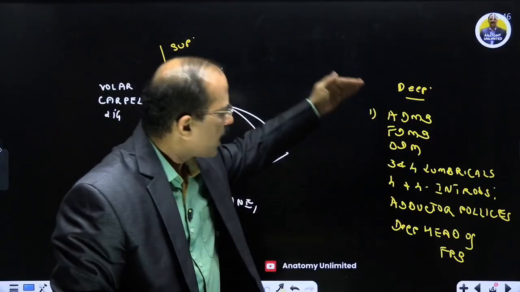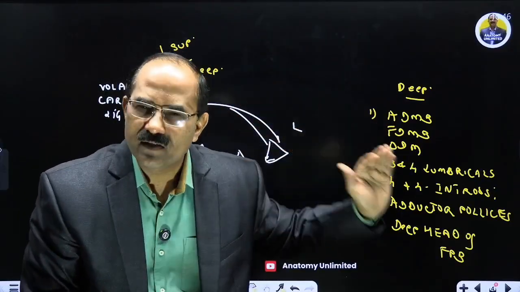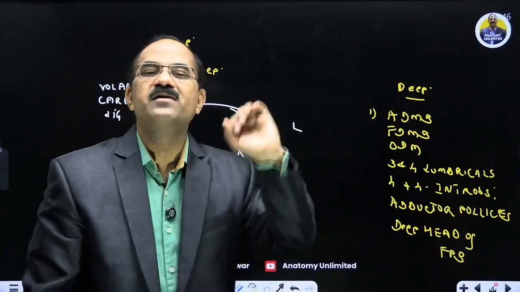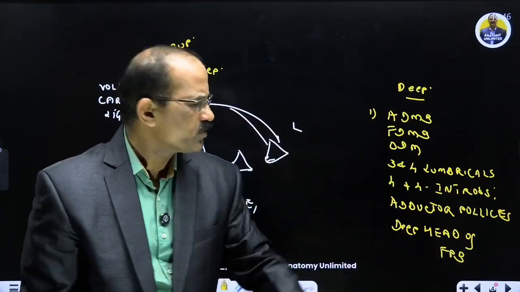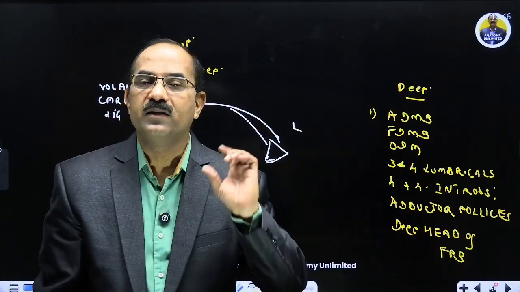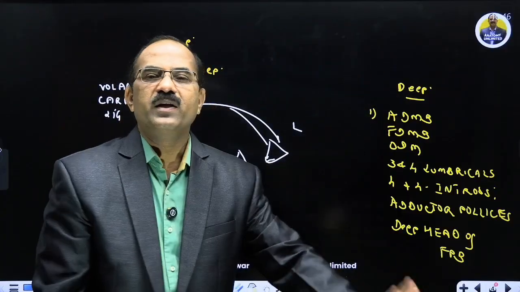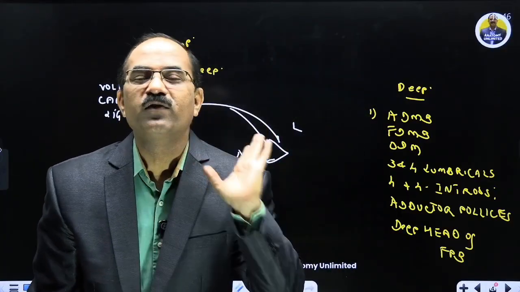The abductor digiti minimi brevis, flexor digiti minimi brevis, opponens digiti minimi, the third and the fourth lumbricals, 4 palmar, 4 dorsal interossei, adductor pollicis, and the deep head of flexor pollicis brevis. So these are the 15 muscles supplied by the deep branch of ulnar nerve.